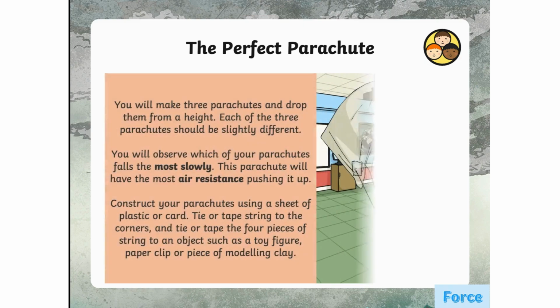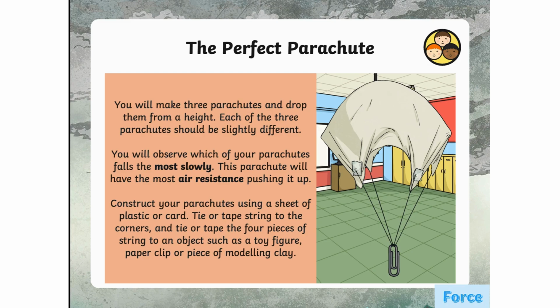Are you ready? So you will make 3 parachutes and drop them from a height. Each of the 3 parachutes should be slightly different. Okay? You will observe which of your parachutes falls most slowly. This parachute will have the most air resistance pushing it up. Construct your parachutes using a sheet of plastic or card. Tie or tape string to the corners and tie or tape the 4 pieces of string to an object such as a toy figure, paper clip, or piece of modeling clay.